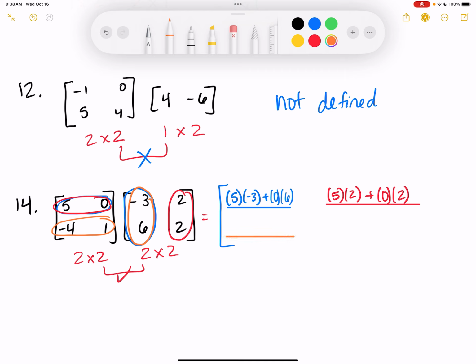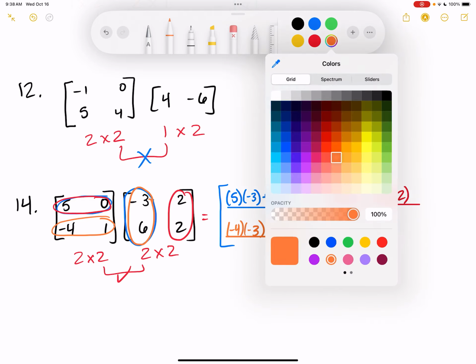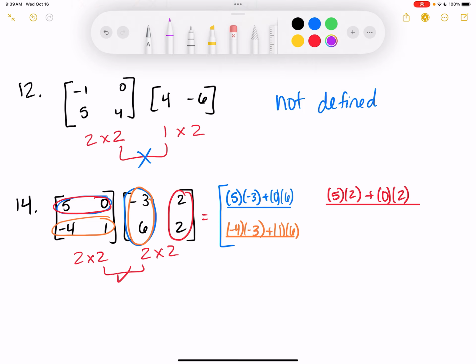So, I'm only doing this to color code it for you. I wouldn't normally put the lines there just for clarity's sake. I just want you to see where we're going. So negative 4 times negative 3 plus 1 times 6. And then my last one is second row, second column: negative 4 times 2 plus 1 times 2.